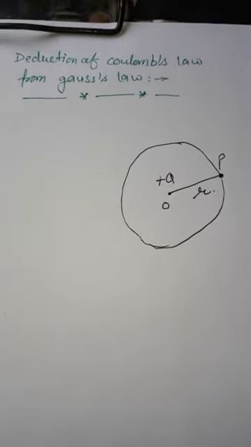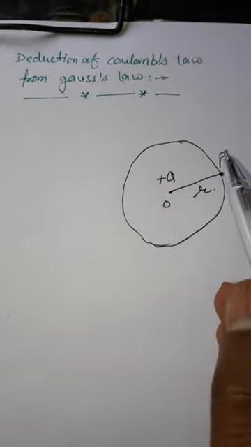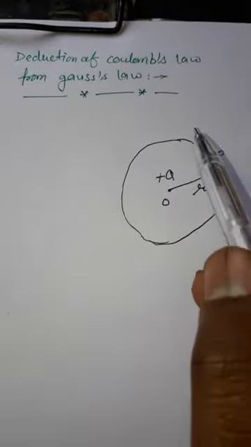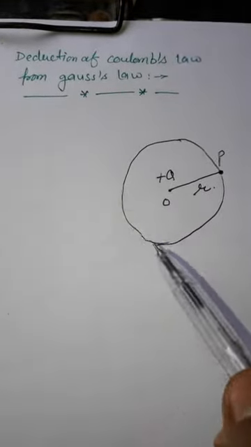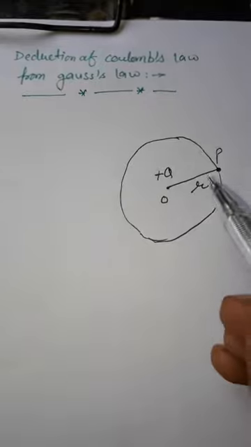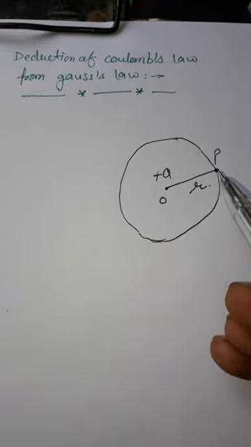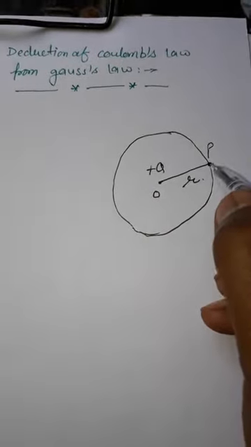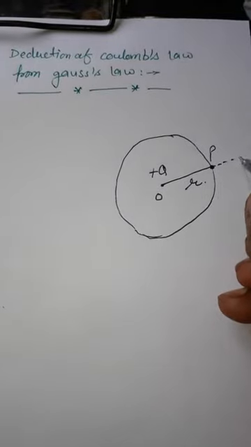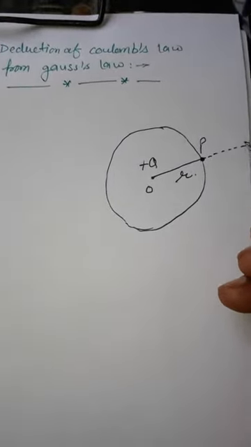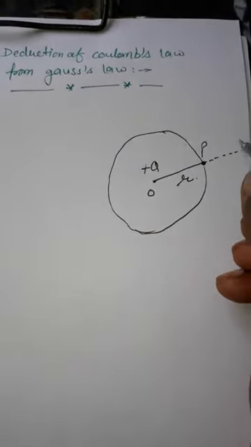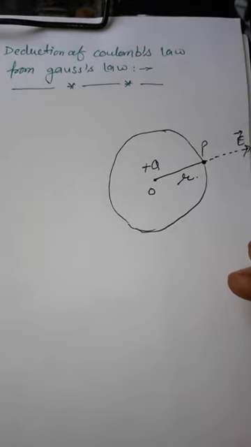We know that around a point charge q at a particular distance, that is on the surface of this sphere, electric field remains fixed, and this electric field is always perpendicular to the surface. So we can say this arrow shows the direction of this electric field.